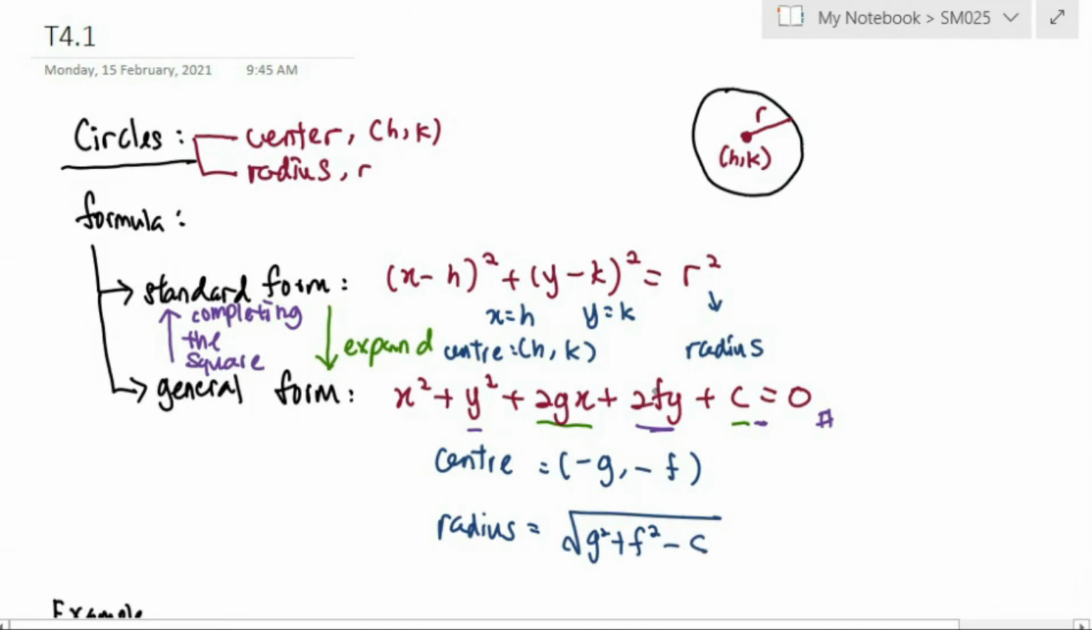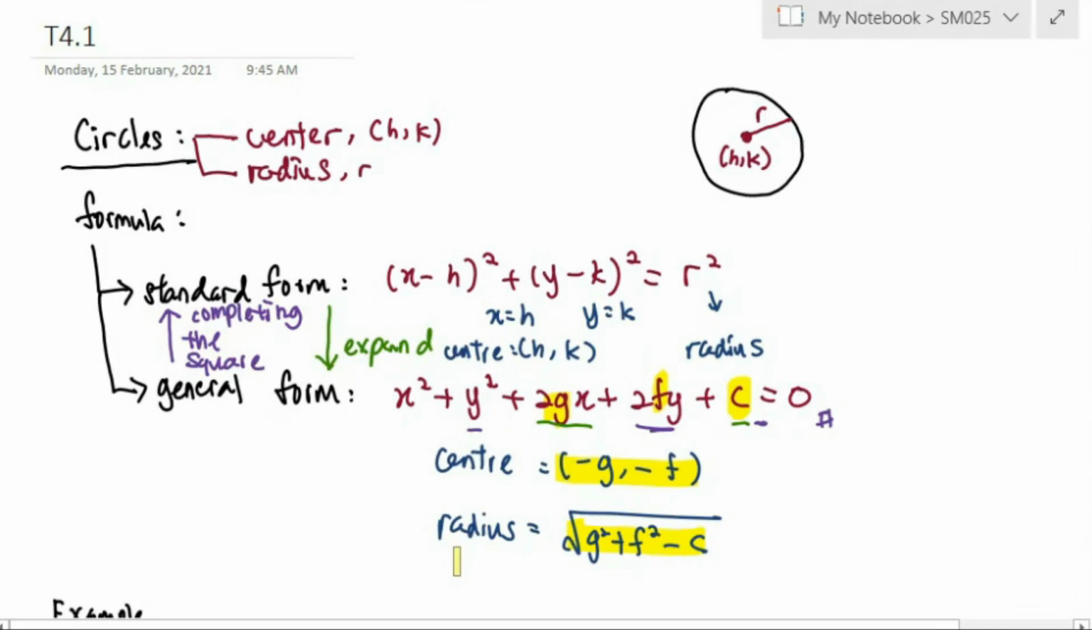Alright, so when we're doing standard form, our focus will be your center and radius, H and K. So this question will be more direct than general form, because in general form, the values are implied inside the coefficient of X and the coefficient of Y. So therefore, if you have general form, you must make sure what is your G, what's your F, and what's your C. Then in order to find what is your center and what is your radius.